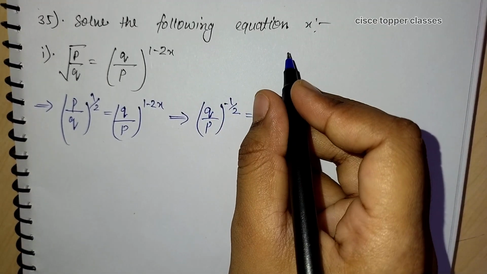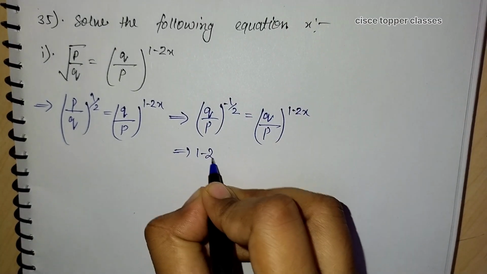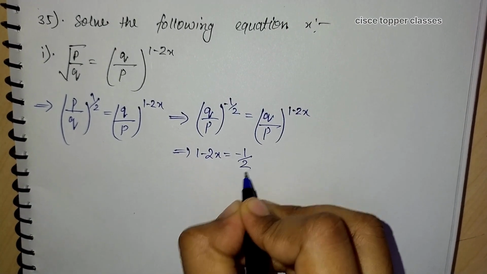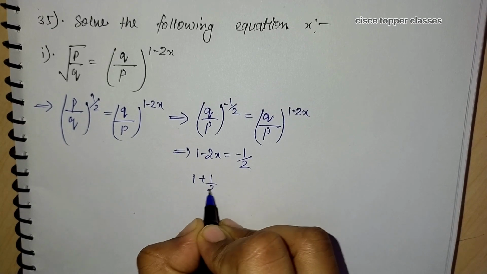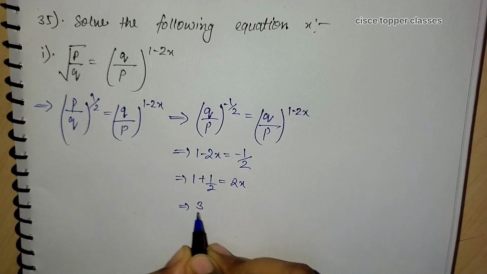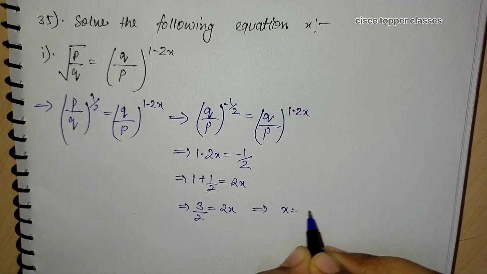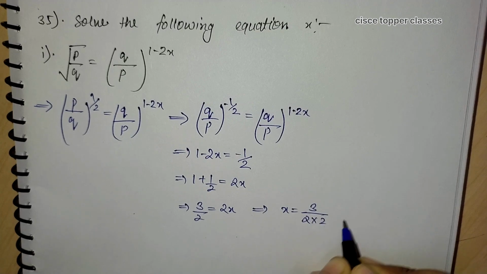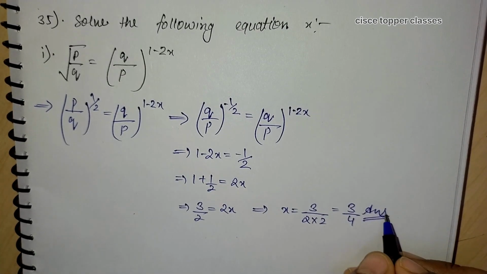Here we have to find the value of x. So 1 minus 2x, from here it is minus half. We can write the value of x as 1 plus half equal to 2x. It will be 3 by 2 equal to 2x, and x will be 3 by 2 into 2. So it will be 3 by 4 as the answer in the question.